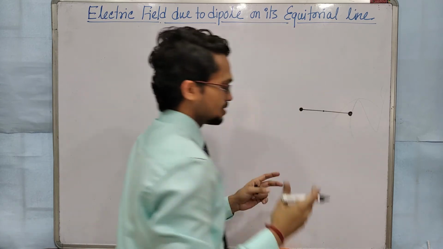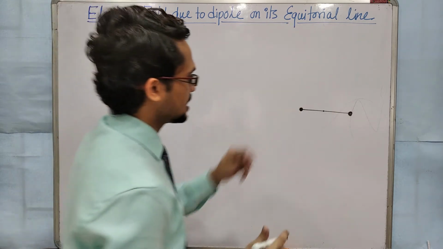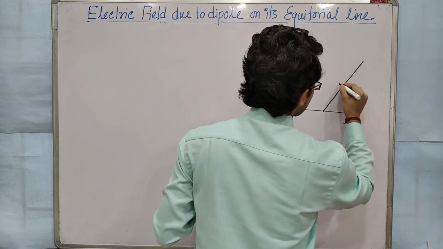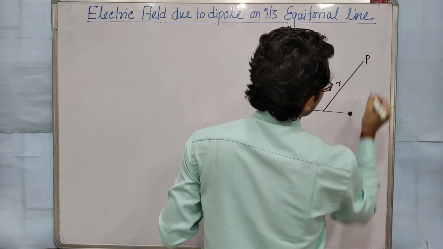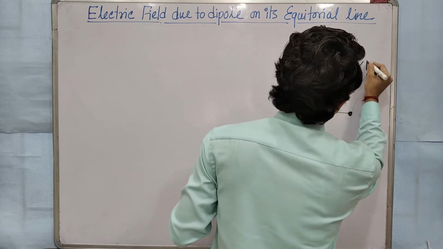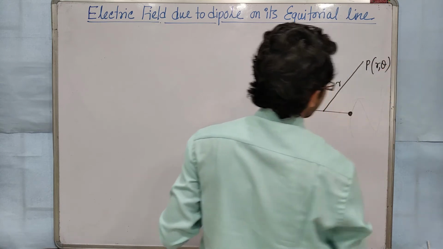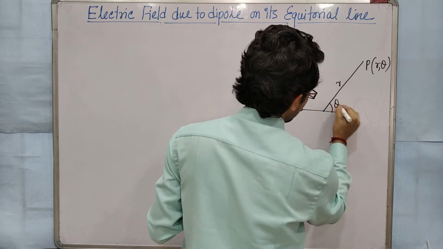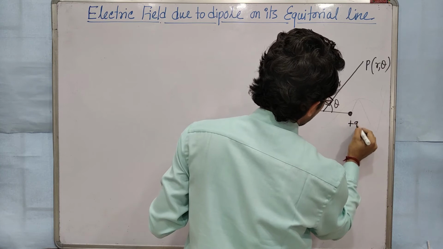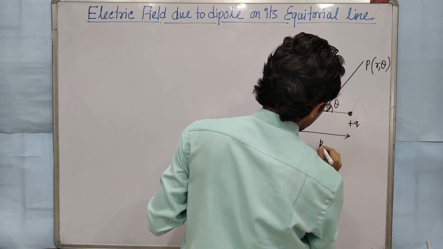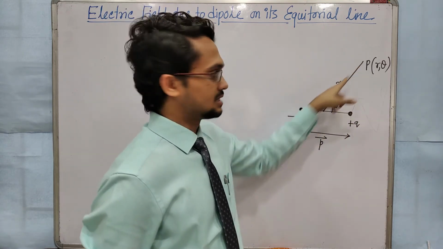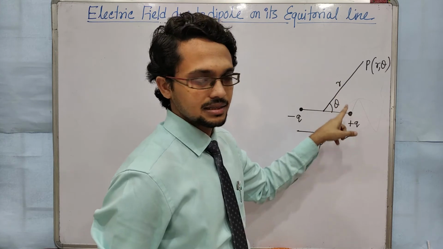So the distance will always be calculated from the midpoint. From the midpoint I am taking, at a distance r, a point P whose coordinate is r comma theta. Theta is this angle. This is r, and this is minus q, plus q. So the direction of the dipole moment is this. With the direction of dipole moment, this r, the distance of the point, makes an angle theta.